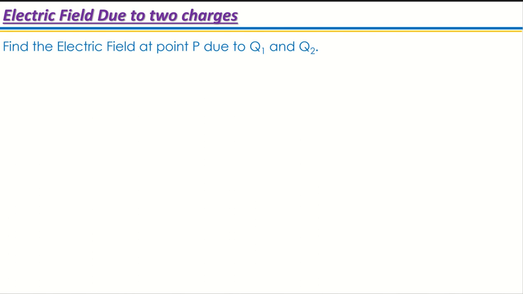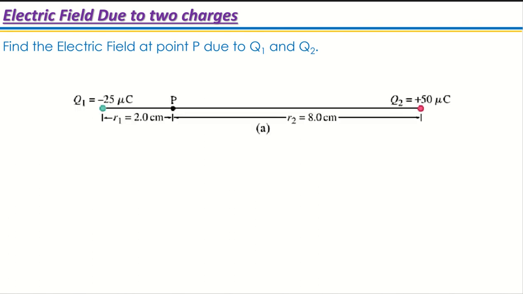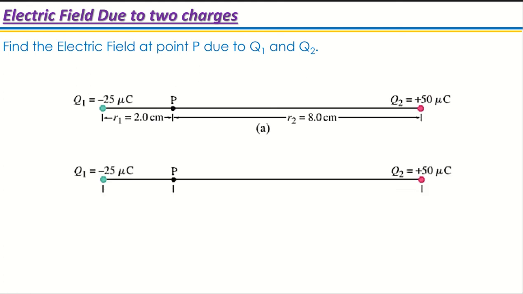We have this kind of situation, two charges Q1 and Q2, and we are asked to find the value of the electric field at point P. Due to the negative charge Q1, the electric field at point P is towards the charge. And due to the positive charge Q2, the direction of the electric field at point P will be away from the charge.